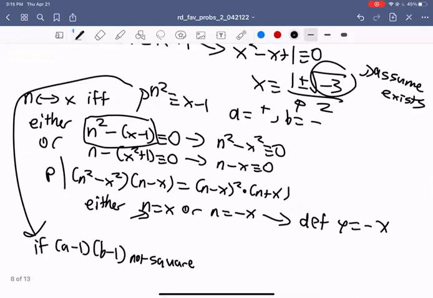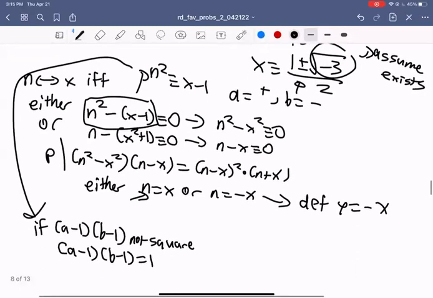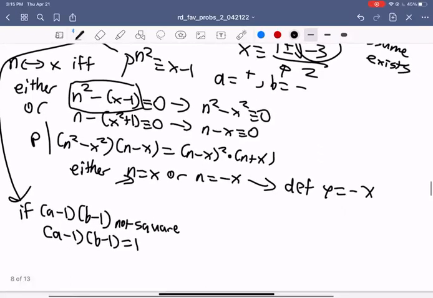However, we would find that a minus 1 times b minus 1 is 1, which is always a square. So this attempt does not work. Now we have to try again with y.